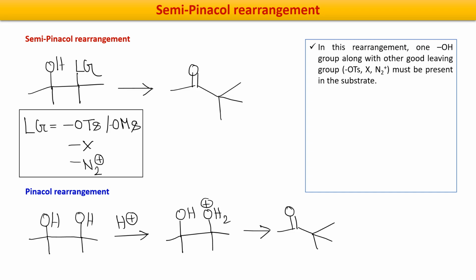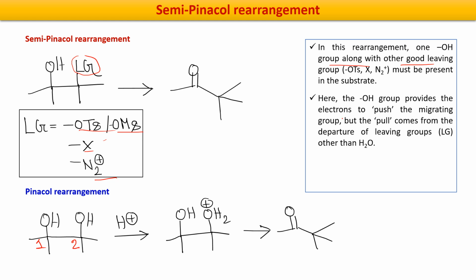So what is semi-Pinacol rearrangement and how is it different from Pinacol rearrangement? In Pinacol rearrangement, as you can see, we have a vicinal diol at 1 and 2 position, with OH groups. But when it is semi-Pinacol, one of the OH is now written as LG. So in this rearrangement, one OH group along with another good leaving group, it may be tosylate, mesylate, X or nitrogen, must be present in the substrate. That is the difference. Fine. So tosylate OTs, mesylate OMs, halogen, and N2 plus, which when removed will be a neutral nitrogen molecule.